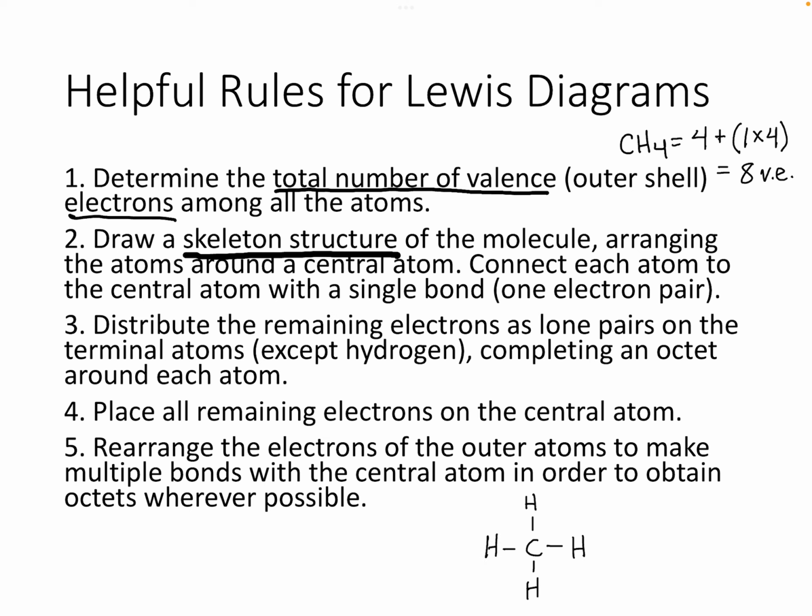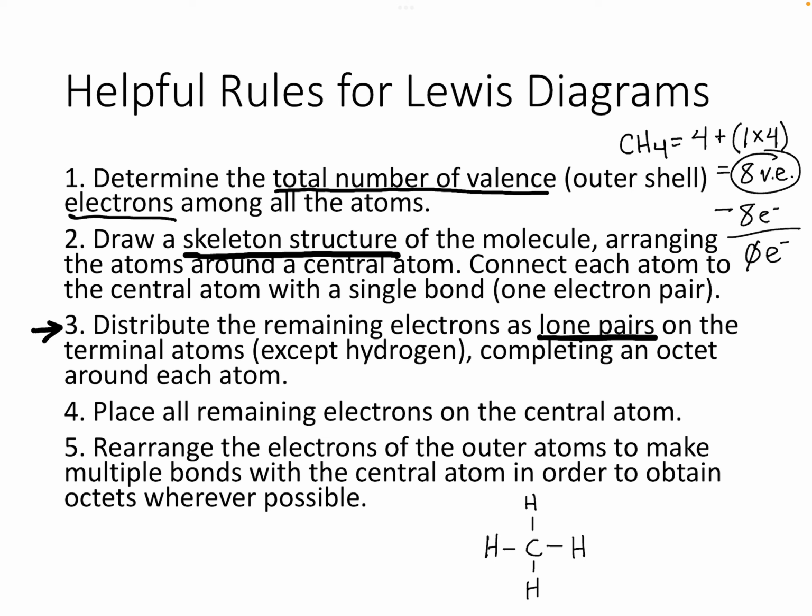And then remember, each bond is worth 2 electrons. So we would take our 8 total electrons that we had before and then subtract the 8 electrons we used to make bonds. So in this case, we wouldn't have any electrons left over. But in other scenarios, we might have some leftover electrons. If that's the case, we go to 3 and we distribute those remaining electrons as lone pairs on the outside atoms of the molecule. So we call those the terminal atoms.